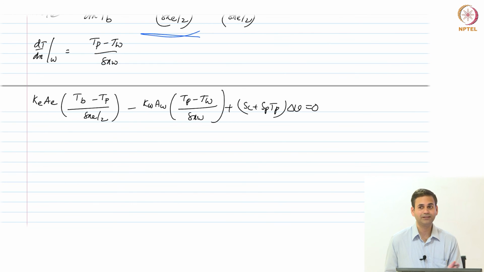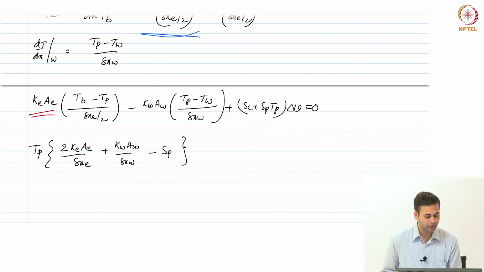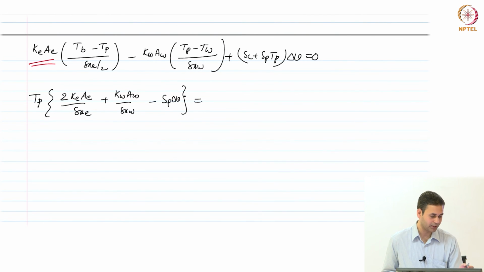Now, if you are to collect these terms, what do we get? You have a del xe by 2, this goes up, then this coefficient will become 2KA by delta x, right, from the denominator. So, then what will be the coefficients for Tp? You send all the coefficients of Tp to the other side, you will get 2Ke Ae by del xe, right, because the 2 half in the denominator goes to the top, plus we have Kw Aw by del xw minus Sp times delta V equals, what do we have on the right hand side?